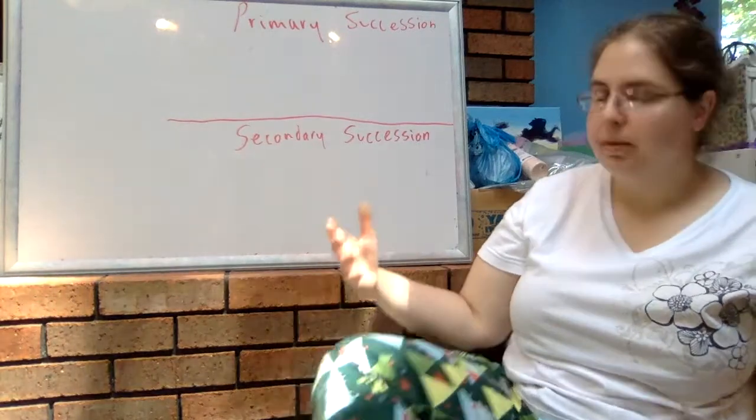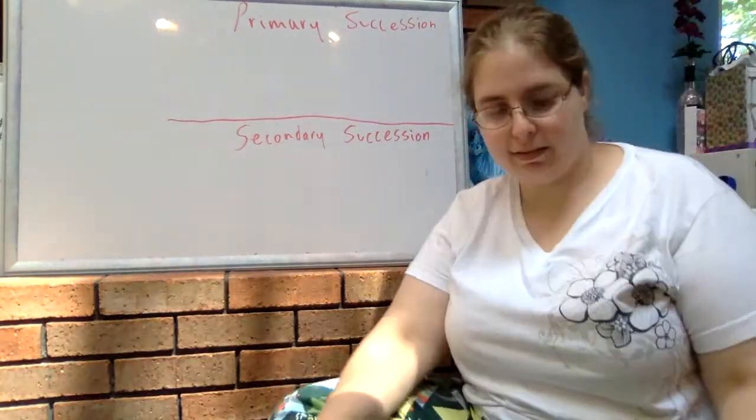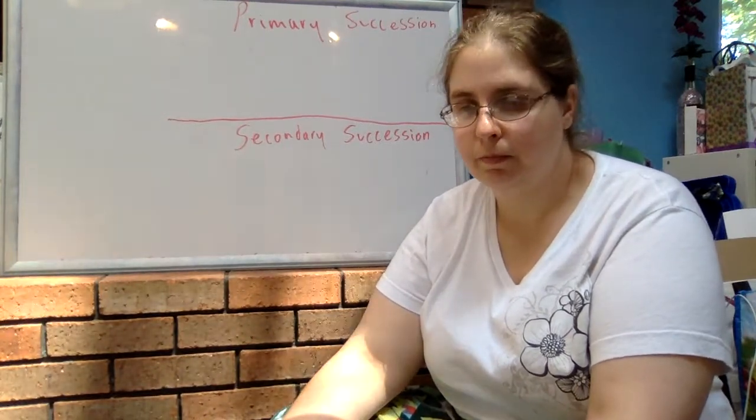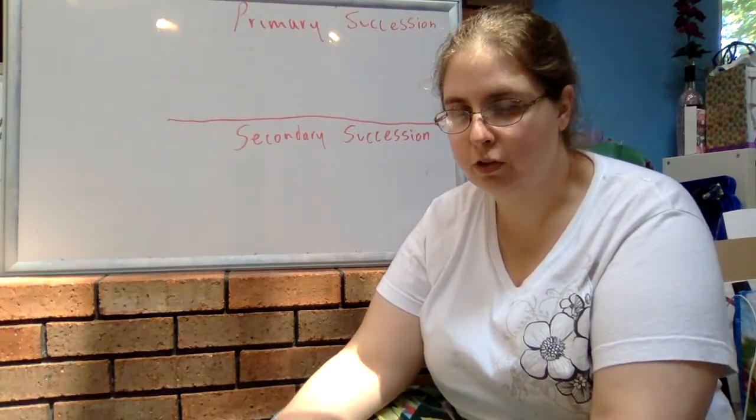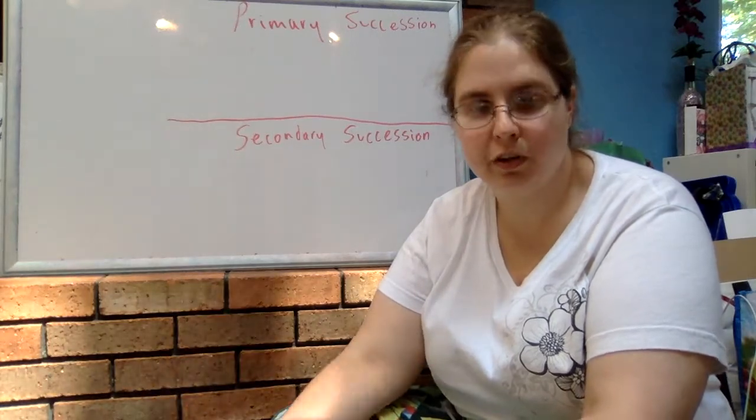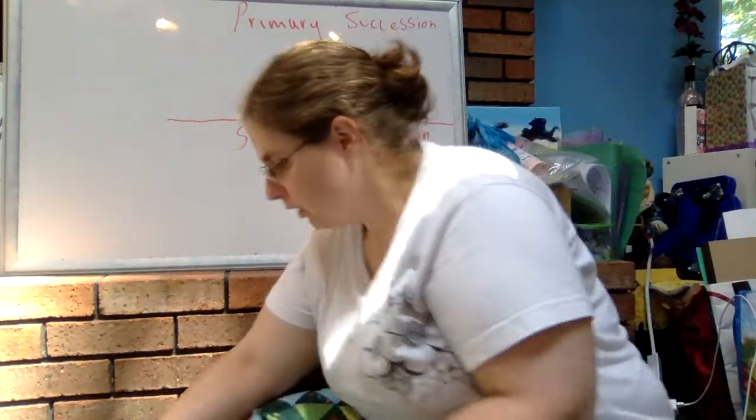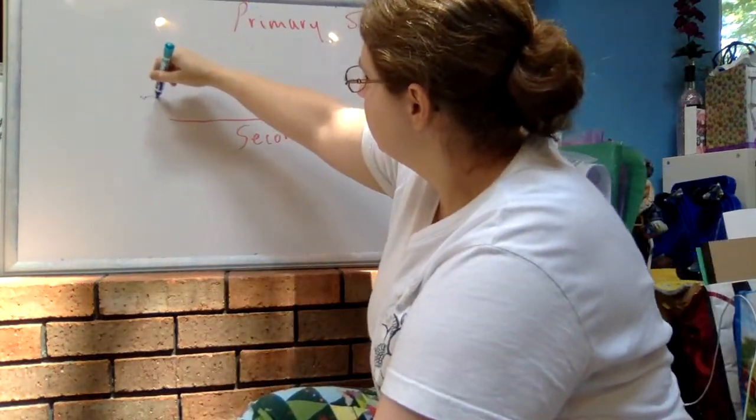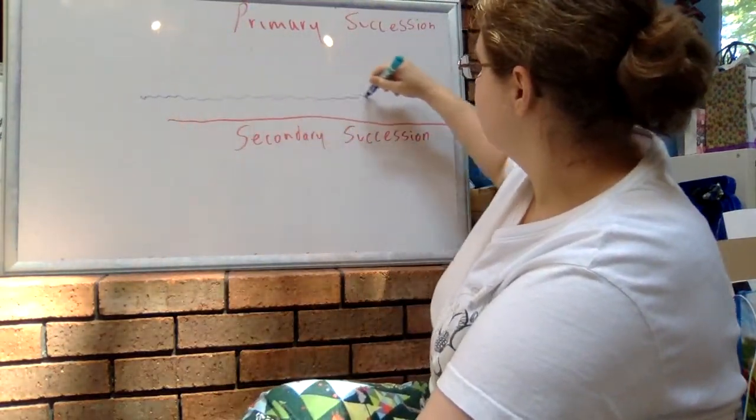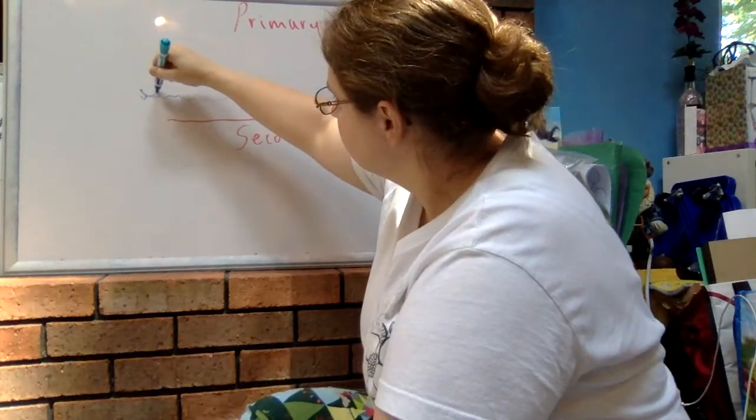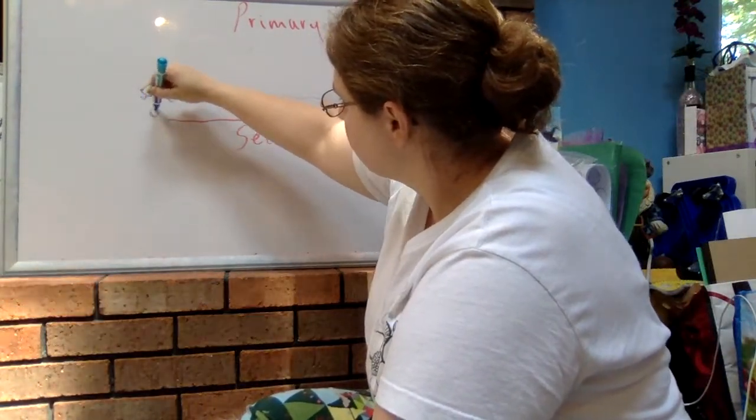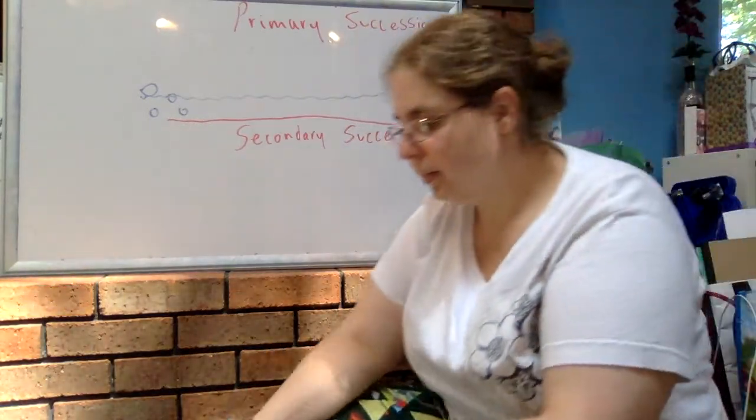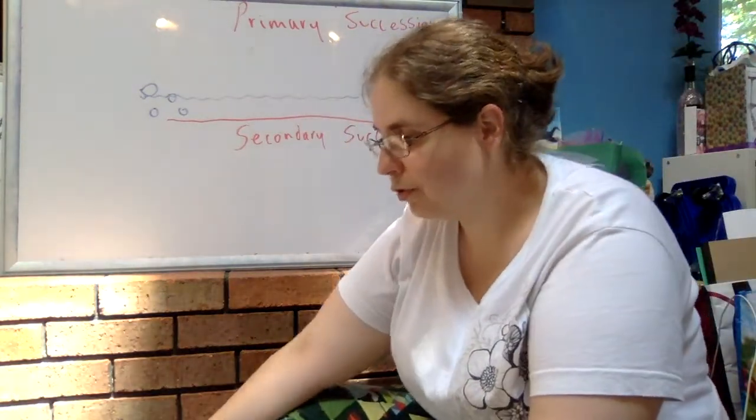So with primary succession, let's start there. As we said, it occurs because there's no soil present, so it starts off on bare rock. So we have our bare rock. There is no soil, so that means there are no plants there.